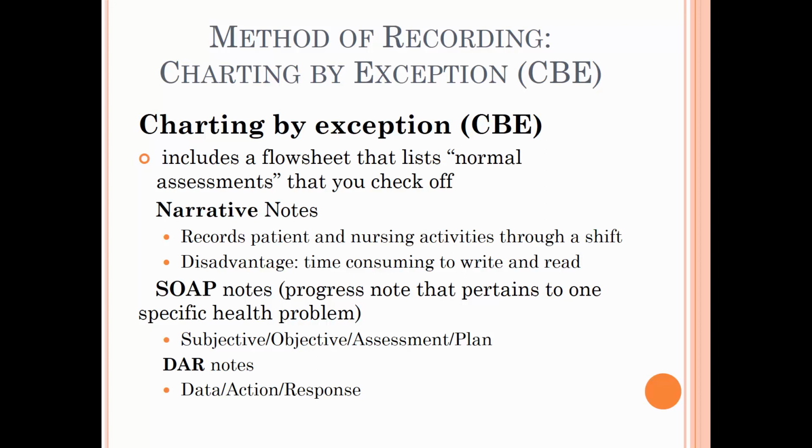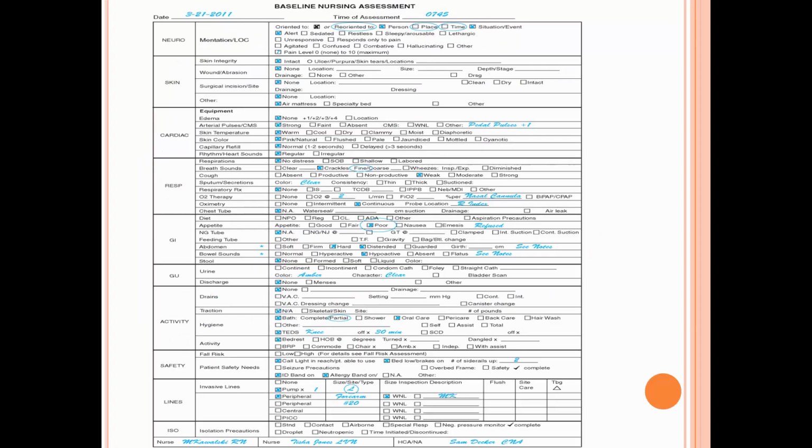A concise DAR note should be written for each abnormal problem noted on the flow sheet. D is data. This includes the subjective and objective information for that problem. A is action. This is what was done. And R is response by the patient. Did the problem improve or not? And what further follow-up is needed?